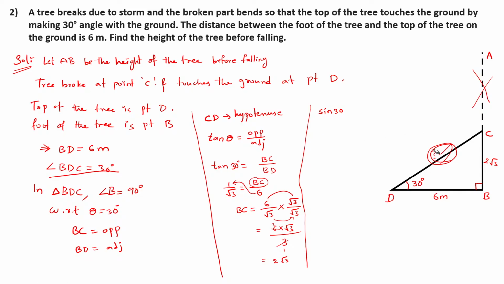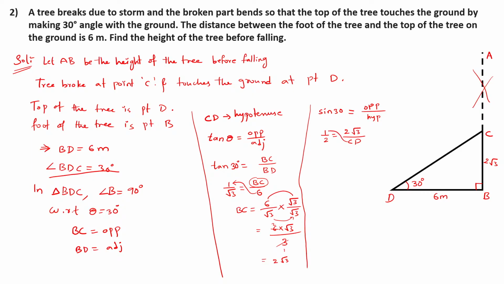Depending upon the requirement and given sides, you can choose sin, cos, tan, depending upon your given conditions. Here I am taking sin 30, which is opposite side BC. Let me write the formula. Opposite side by hypotenuse. So sin 30 value is 1 by 2. Opposite side became 2 root 3, and hypotenuse is nothing but CD.